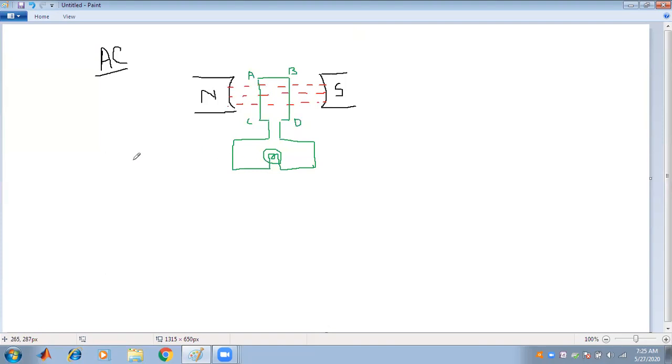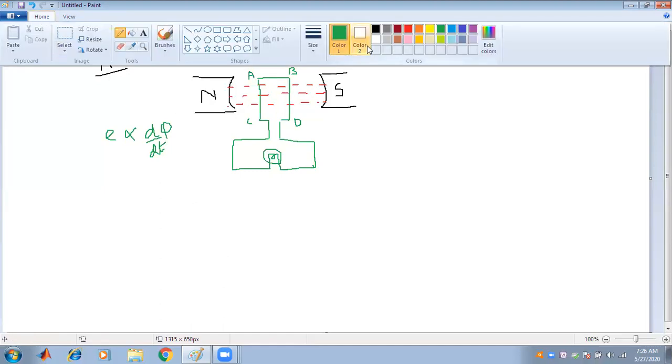Now, when the conductor starts rotating, it will gradually cut the flux, so there is a rate of change in flux. According to Faraday's law of electromagnetic induction, the voltage generated in the coil is directly proportional to the rate of change in flux, that is dφ/dt, the flux generated by the steady north and south pole. This will cause a current to flow through the ABCD and also to the load.